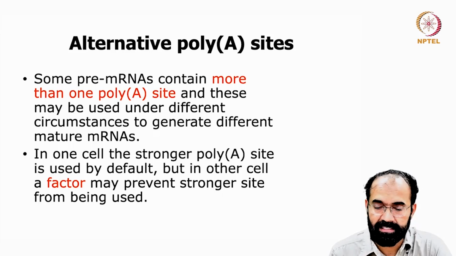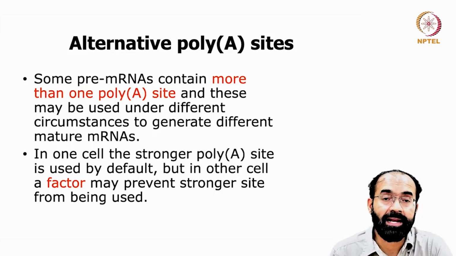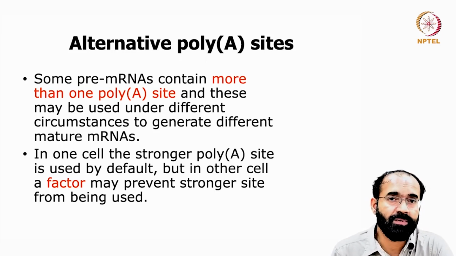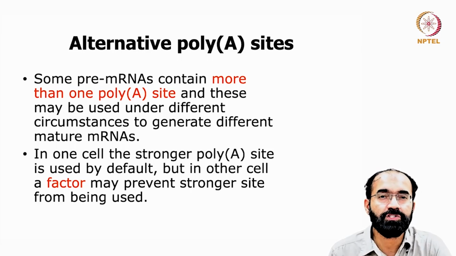It does not influence the coding, but when different polyadenylation sites are present, they can change the length of the untranslated region. In one cell, the stronger polyA site is used by default, and in another cell, a factor, meaning a protein factor, may prevent the stronger site from being used. Stronger and weaker are relative terms. Stronger is the one which is most preferred.